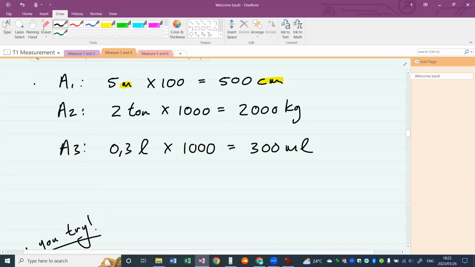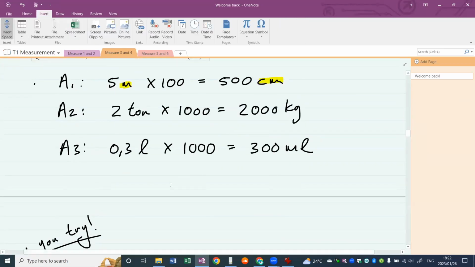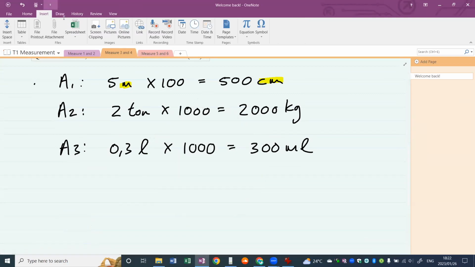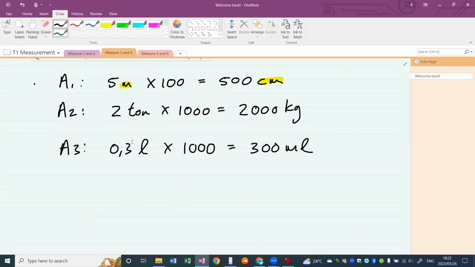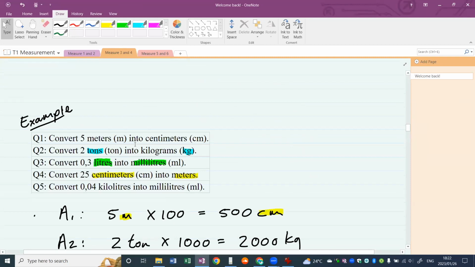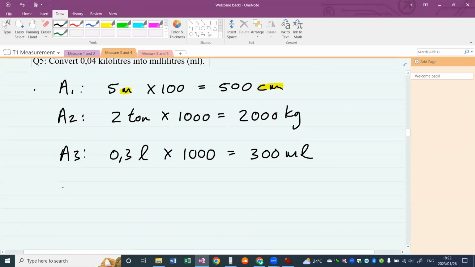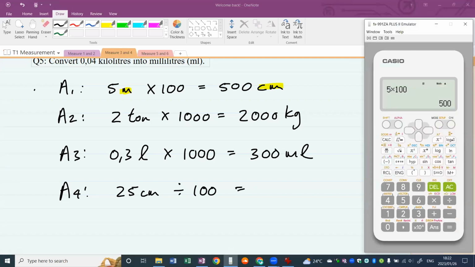Okay. So let's insert some space here. Need some more paper. So how many do I have? I've got 25 centimeters and I need meters. So answer for question 4: 25 centimeters, and I need to divide by 100. Let's even use a calculator for this. So 25 divided by 100, and I get a fraction. Let's change it. Use the SD button to change it to a decimal.